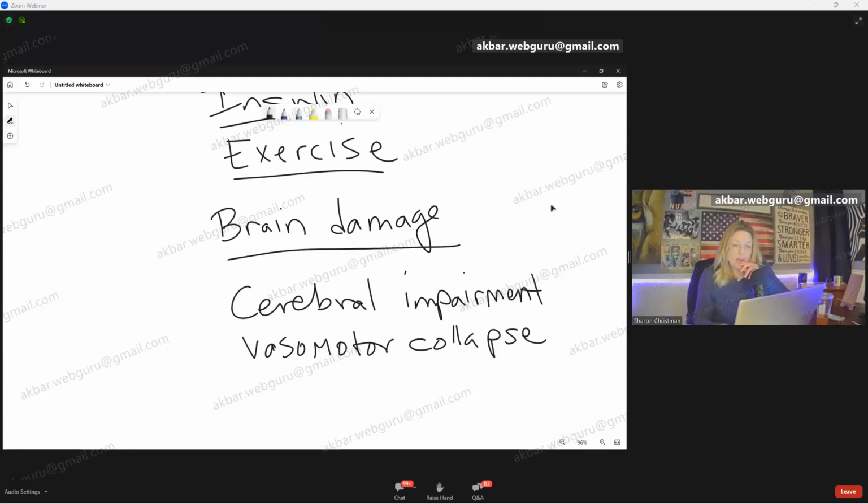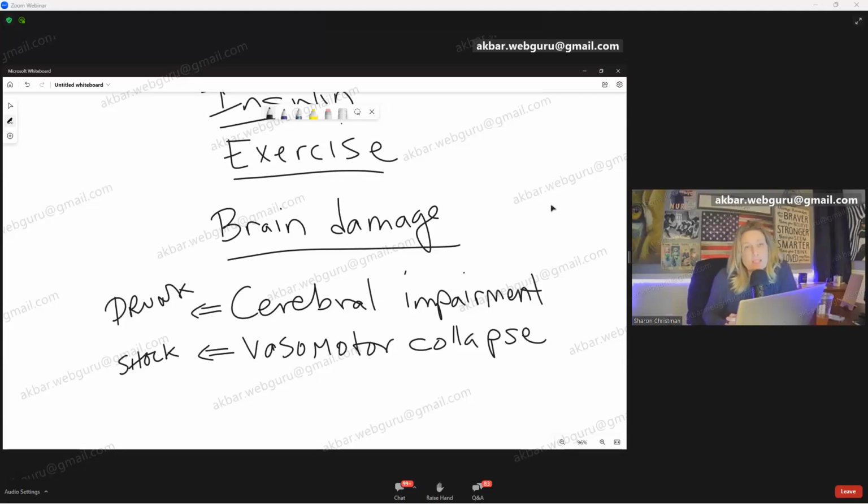All right, cerebral impairment. If I say they're driving while impaired, what does that usually mean? Usually means they're drunk, right? So when you see the word impairment, think drunk, because with cerebral impairment they look drunk. They're stumbling around, slurring their words, have emotional lability, slowed reaction times, and their processing is off. Vasomotor collapse is shock. So how does a person who's hypoglycemic look? They look like they're drunk and in shock.